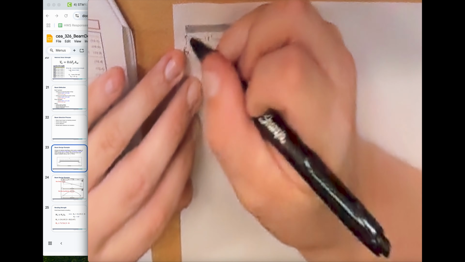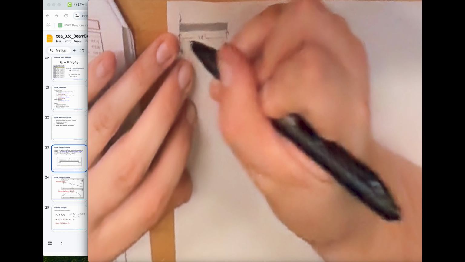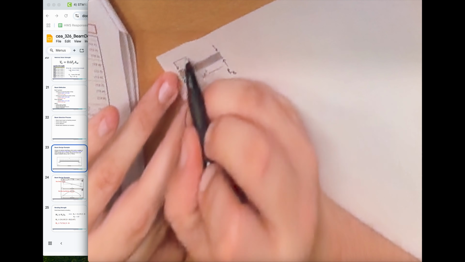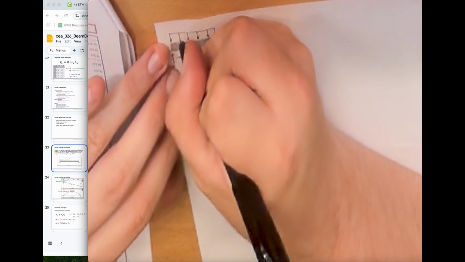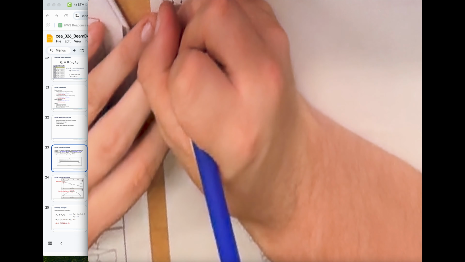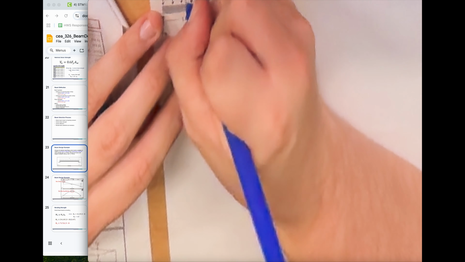Now additionally, we're going to have two uniformly distributed loads, the live load as well as the dead load. We can go ahead and put in here the two uniformly distributed loads. We're going to represent the other uniformly distributed load here in blue. Both of these are going to be acting on the beam, right?